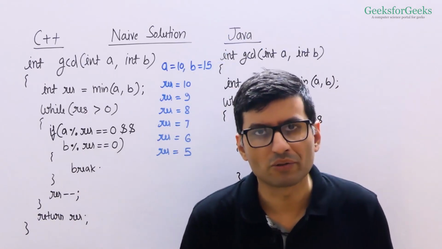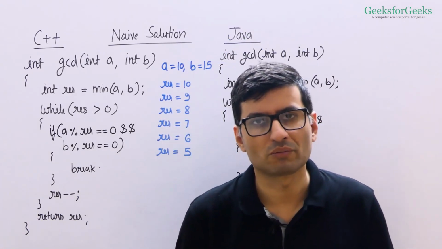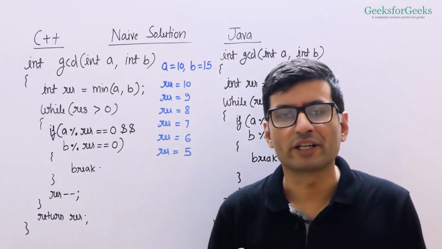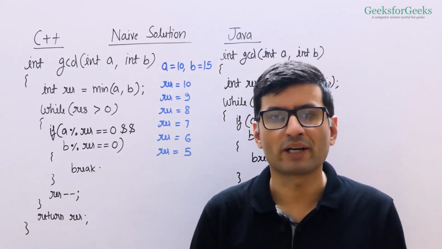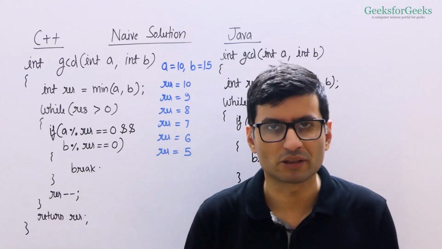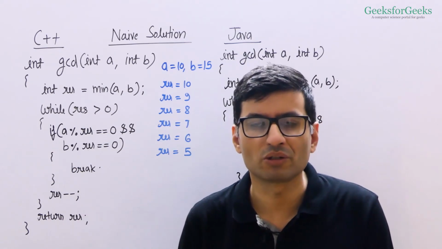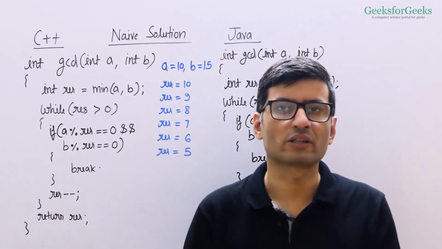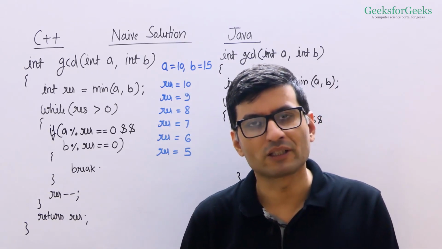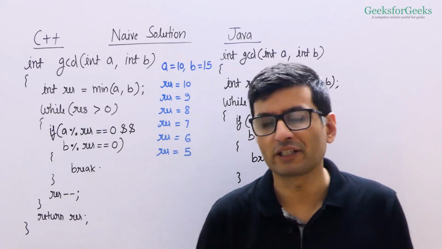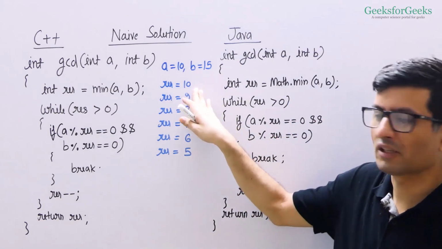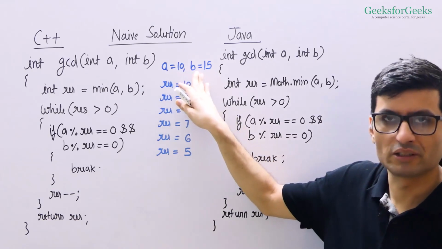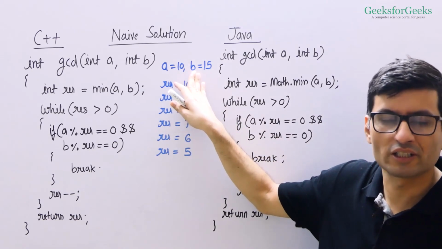Let us first talk about a naive solution to solve the problem. The idea is simple. We know that the greatest common divisor can be maximum the minimum of two numbers. For example, if a is 100 and b is 200, the greatest common divisor is 100. It cannot go beyond 100. So we initialize our result as the minimum of two numbers, right? In case of 10 and 15, we initialize result as 10. Then we check if 10 divides both a and b. If it divides both a and b, then we return 10 as a result.